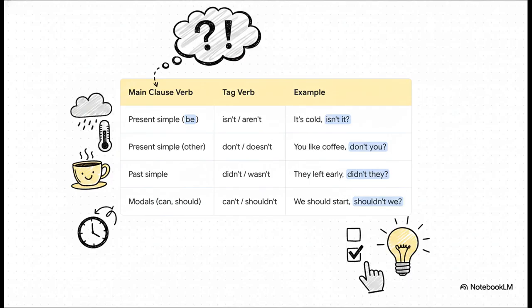If you have the verb be, like in it's cold, the tag just uses that same verb, isn't it? Simple. For a sentence without a helping verb, like you like coffee, we pull in do, don't you? For the past tense, like they left, we use did, didn't they? You start to see the pattern, right? The tag just mirrors the verb from the main clause.